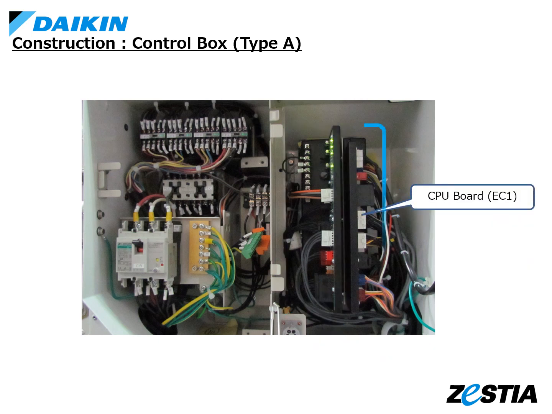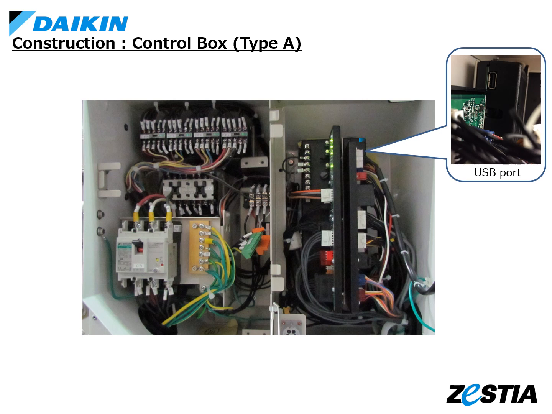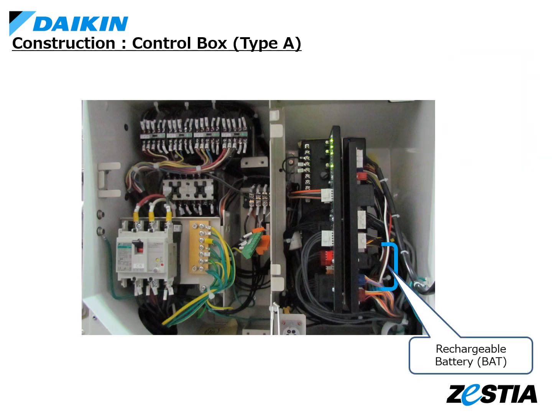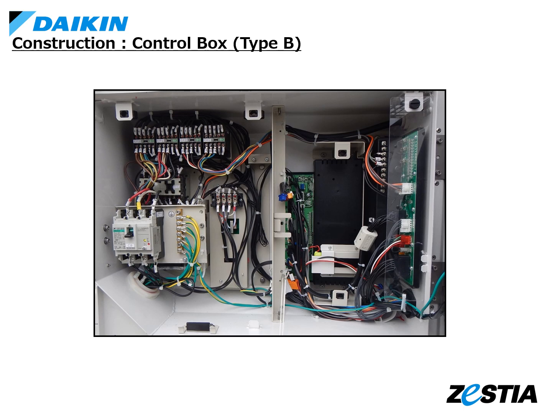The PC board on the right side of the front is the CPU board. This board controls the unit based on the input from each sensor. Here is the USB port. You can upload software and download trip data using a USB flash drive. The battery is installed in this position.